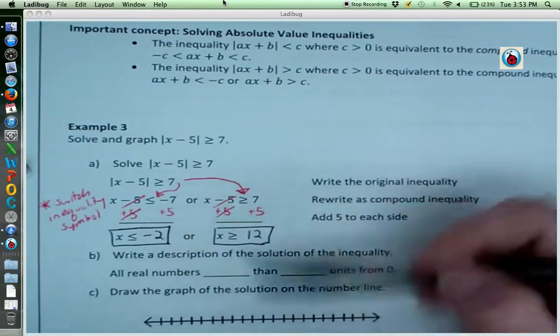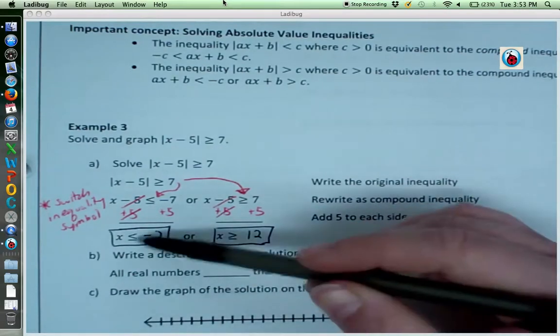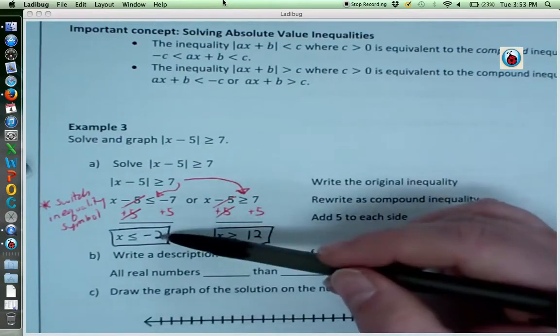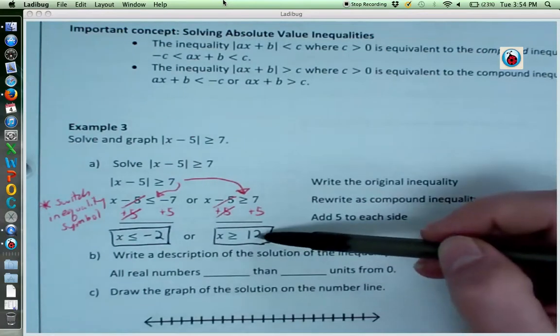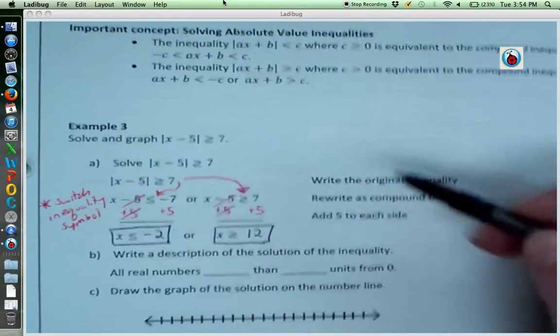I'm going to go straight to part C, draw the graph for the solution on the number line. I want to graph both of these on the same number line, so all the numbers less than -2, all the numbers greater than 12. Now I've got to be really careful. I want to make sure that everything will fit on my number line.